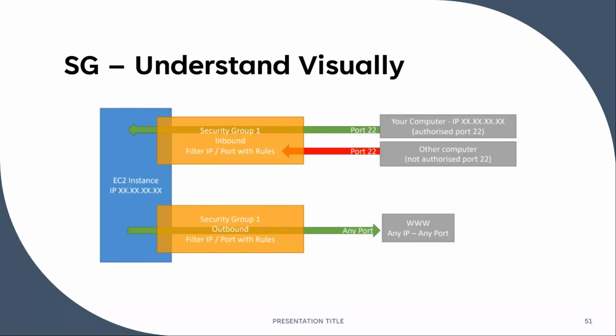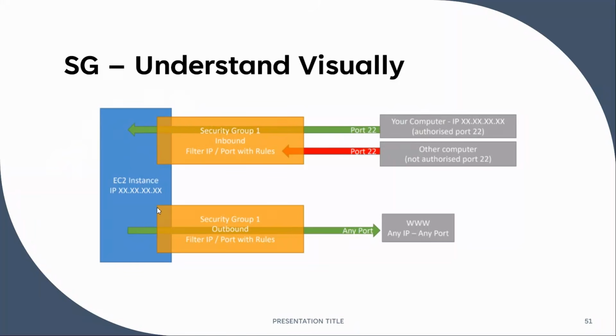Now understanding visually. If you see this particular diagram, it will give you a lot of what I am saying. So this is an EC2 instance, okay, and inbound rules filter IP and port rules. So for another computer not authorized on port 22, it will not allow SSH into this particular EC2 instance. So it is blocking that access over here. But you have authorized port number 22 on your computer's IP range, right? So it is allowing the SSH access. The security group is allowing SSH access to your EC2 instance.